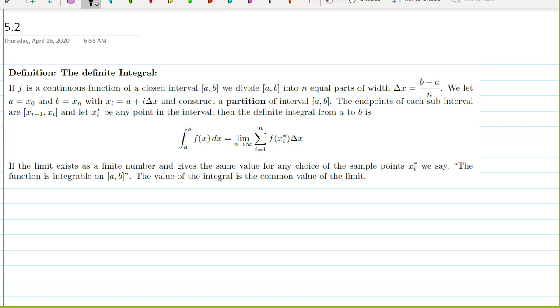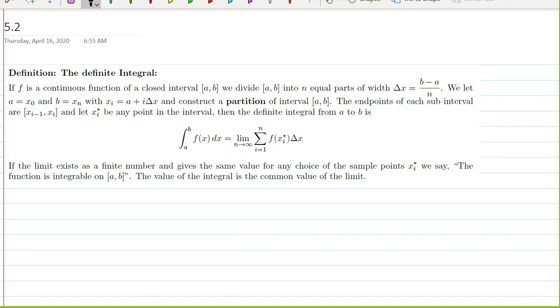Then we define the definite integral from a to b of f of x dx as equal to the limit as n goes to infinity of the sum as i goes from 1 to n of f of x sub i star times delta x. So this looks a lot like the Riemann sums that we were doing last time. The only difference is now, instead of picking the left endpoint or the right endpoint, x sub i star can be any point in the interval [x sub i minus 1, x sub i].